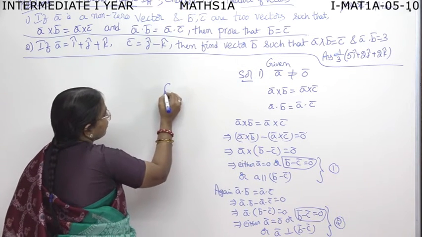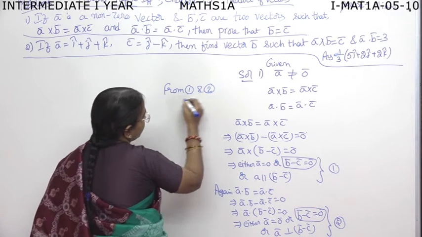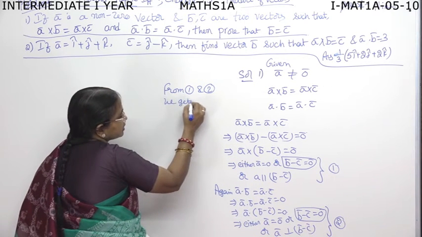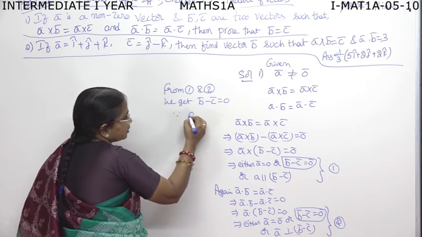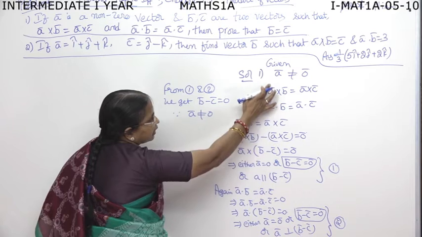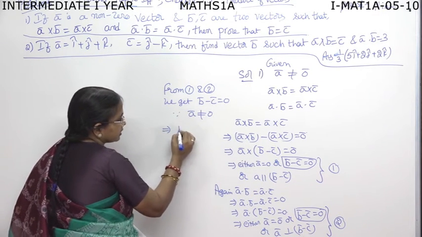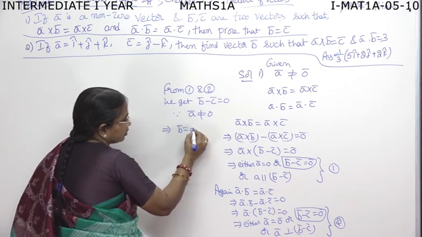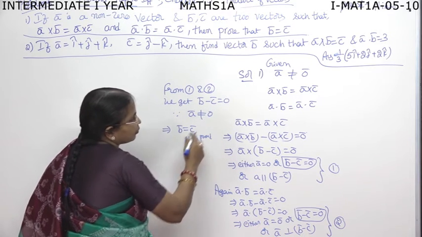So from 1 and 2 we get B minus C is equal to 0, because A is not equal to 0. This is also common, but it is given that A is not equal to 0, so it has to be this. So this implies that B is equal to C. Hence it is proved. So like this we do this problem.